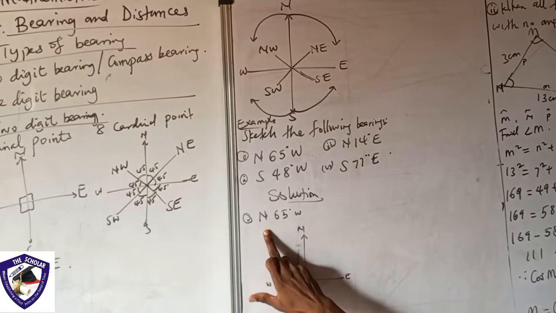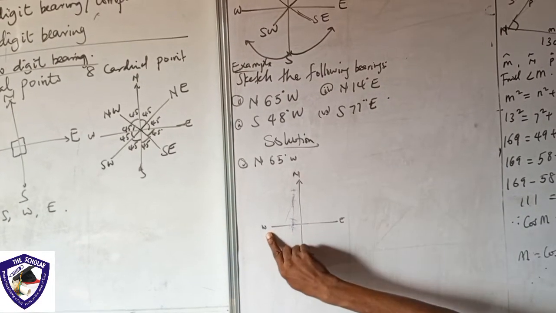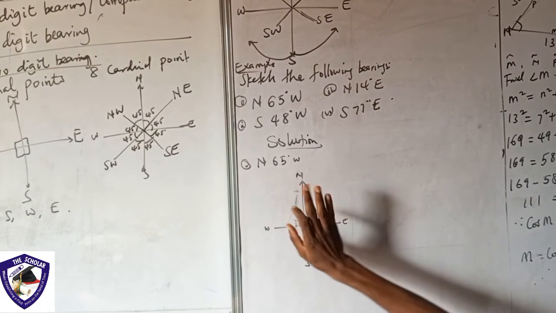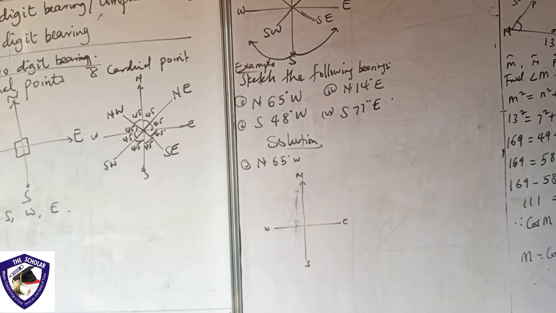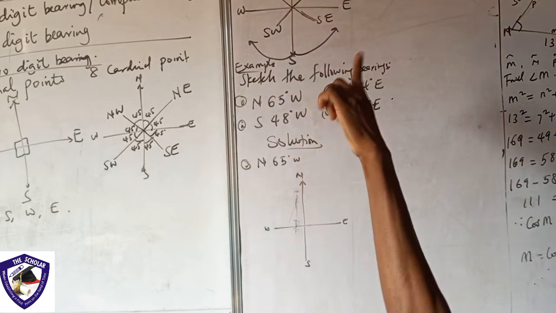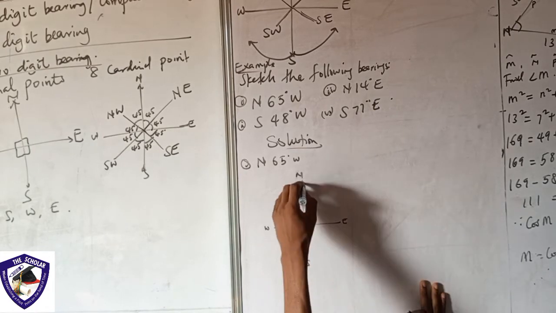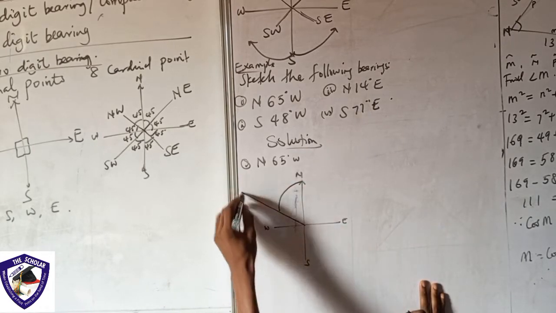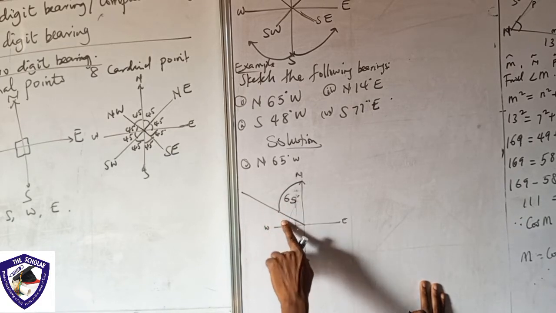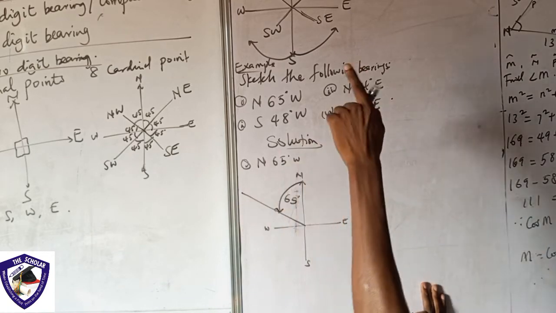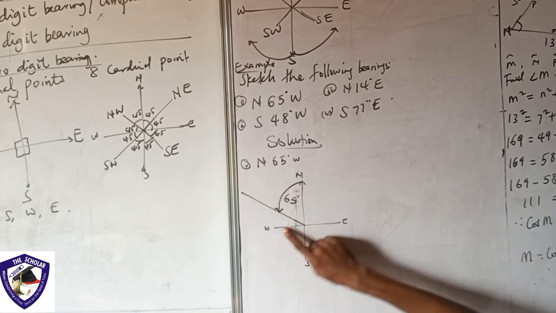So here, north, west, you go to the space where you have north. This is north, and this is west. Then 65 degrees. Definitely, you know that this angle will be here. But which portion are you going to put the 65 now? I'm moving from north to west, so it means the angle will be outside, not inside. So my 65 will be here and not here, because the instruction is that you move from the north to the west, not the other way around. So the 65 will be inside, not outside.